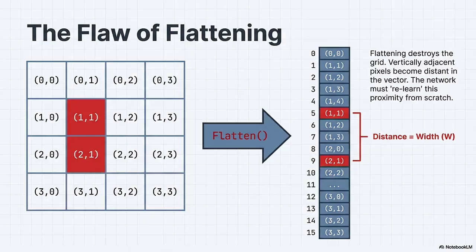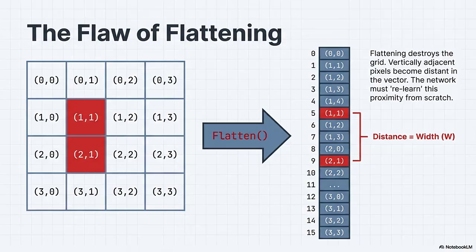Well, it's because of what we're forced to do to an image just to feed it into an MLP. We have to flatten it, turn that beautiful 2D grid of pixels into one long, boring vector. And look what happens when we do that. Two pixels that were right next to each other vertically suddenly end up hundreds, maybe thousands of spots apart in that vector. All that crucial spatial information is just gone. The network then has to waste an enormous amount of effort just trying to relearn that these two far-apart numbers were originally neighbors. It's a hugely inefficient mess.